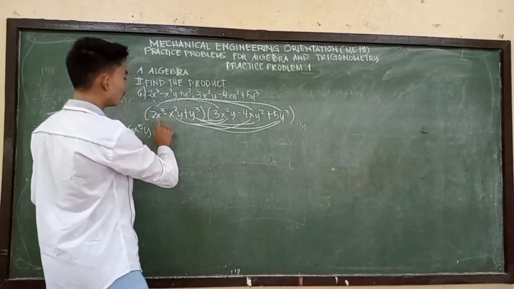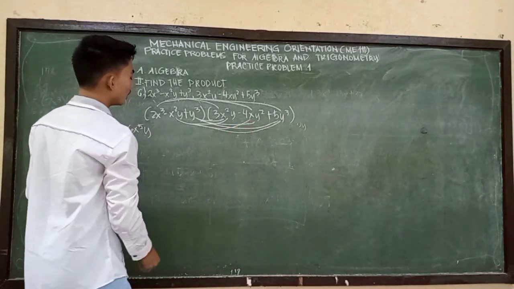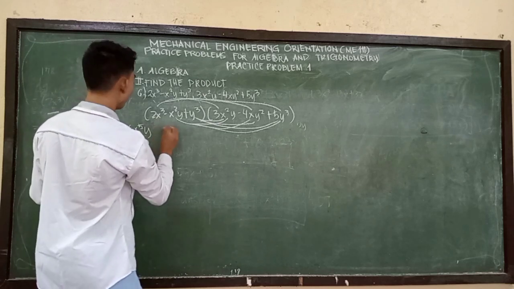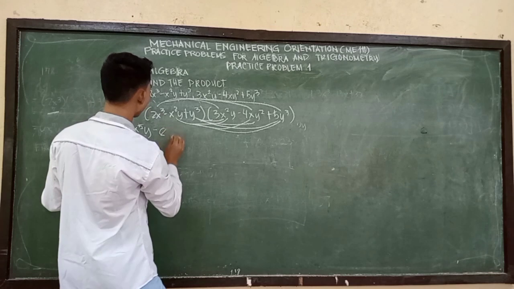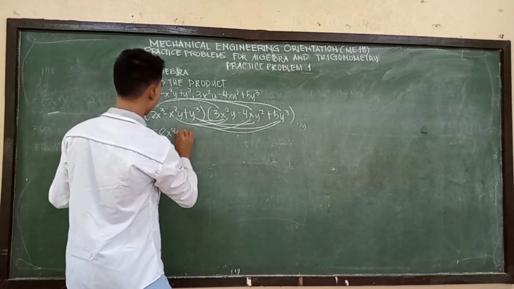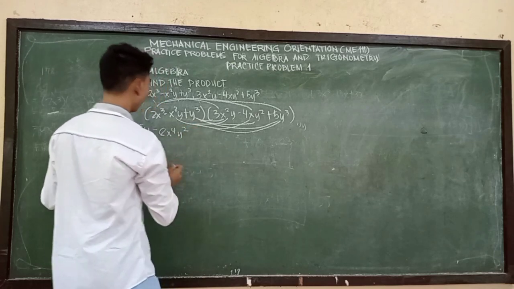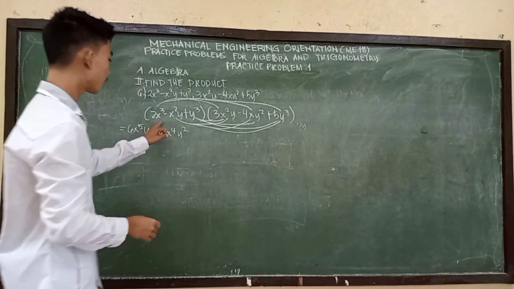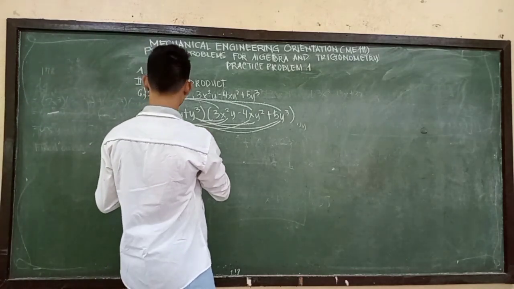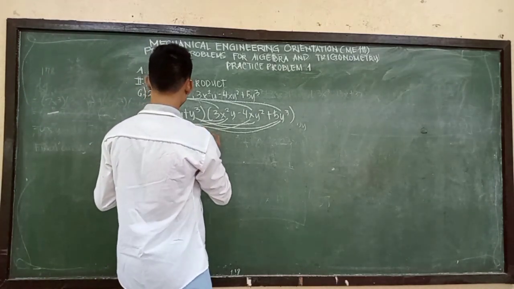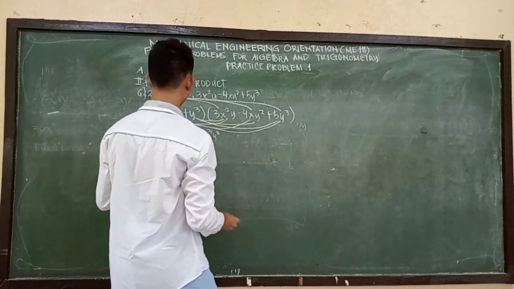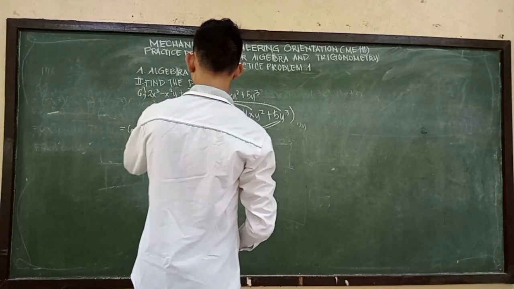And then next, 2x cubed times negative 4x y squared will give us negative 8x to the 4th y squared. 2x cubed times 5y cubed will give us 10x cubed y cubed.